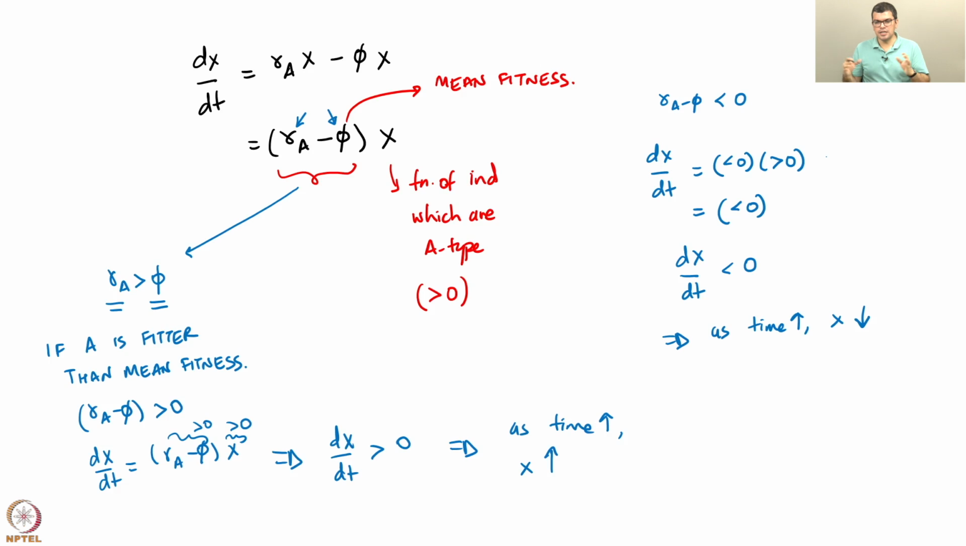So, we can extend that to any environment now with any number of species. In a chemostat with n different species, if the fitness of the ith species is greater than the mean fitness, its numbers will keep on increasing, and if at any given point in time the fitness of the ith genotype, ith species, becomes less than the mean fitness, then it will start to decrease.